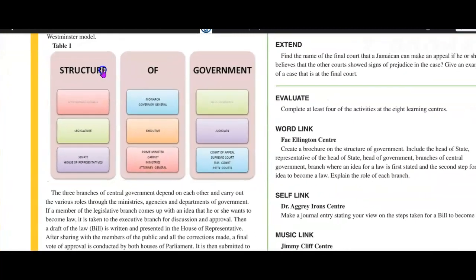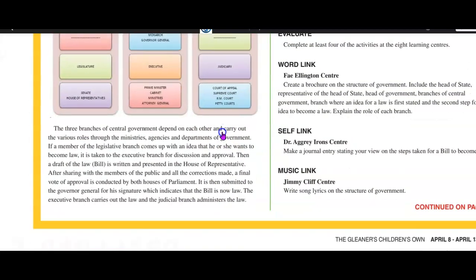So here we have the structure of government in Table 1. We have the monarch, we have the Governor General, then we have the legislature, the executive, and the judiciary. We have the House of Representatives and the Senate here under the legislative arm. We have the Prime Minister, Cabinet Ministers, and the Attorney General under the executive arm. And under the judiciary, we have the Court of Appeal, the Supreme Court, the RM or Resident Magistrates Court, and then the Petty Sessions Court.